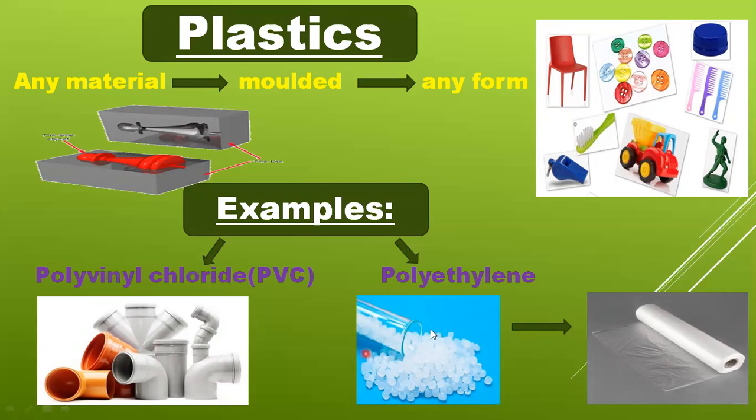Now come towards polyethylene. Polyethylene is also an example of plastic, and we use polyethylene in the manufacturing of plastic bags. We can make plastic bags with the help of polyethylene.